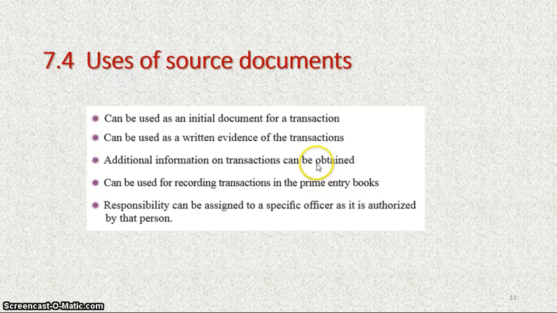Additional information on the transaction can be obtained. Date, name, address, and many other pieces of information can be obtained from the source document. Can be used for recording transactions in the prime entry book. From the source document, we record the transactions in the prime entry book. So it can be used for that purpose. Responsibility can be assigned to a specific officer as it is authorized by that person.